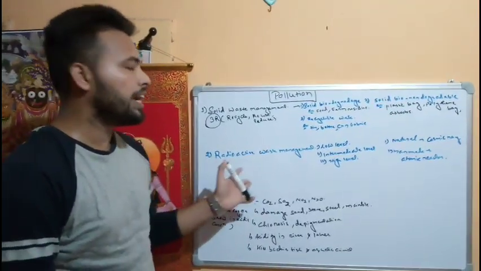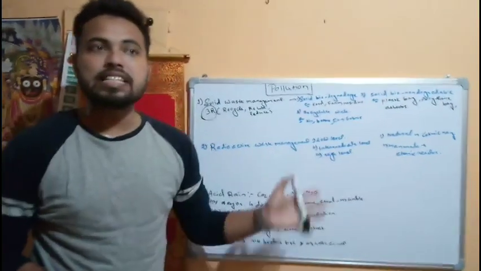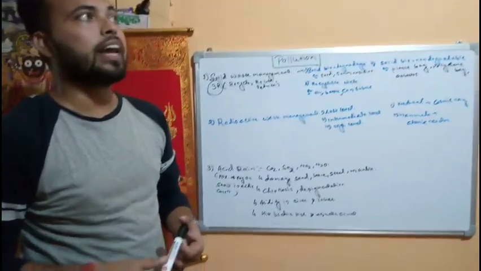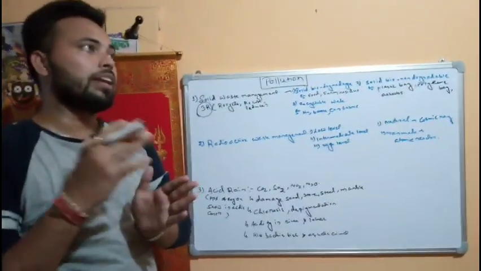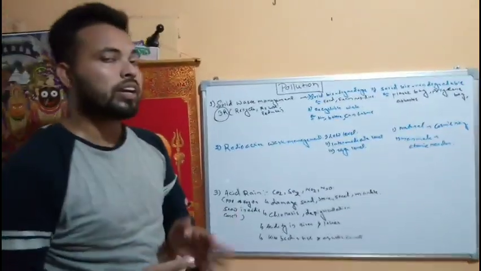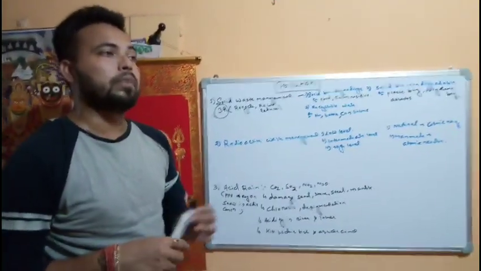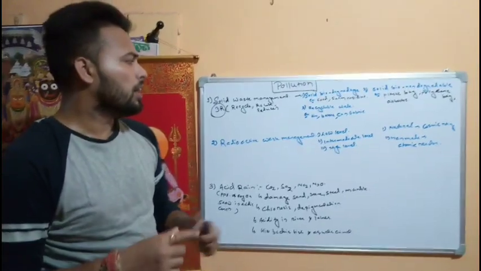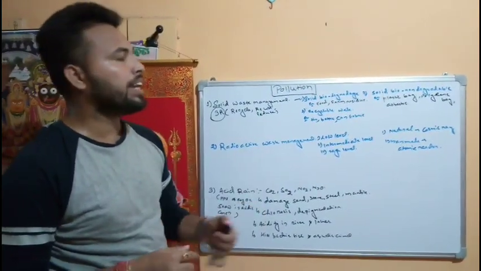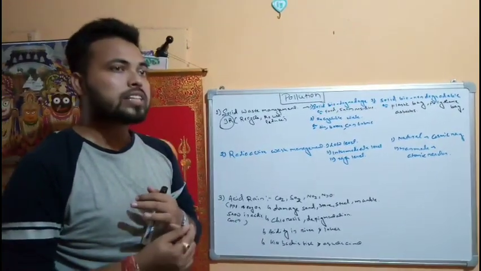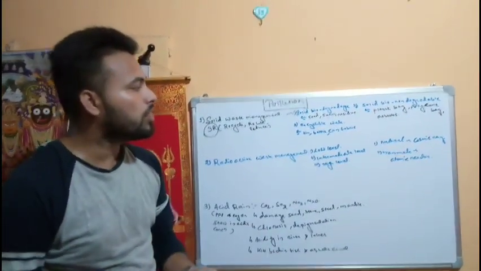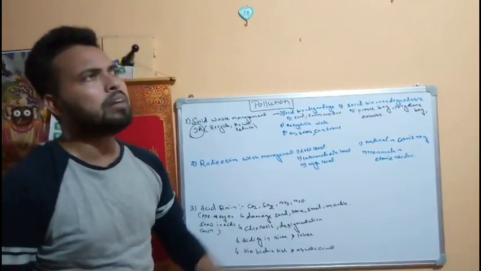The next thing is radioactive waste management. What is radioactive? The cosmic ray or the ray which generally comes from any nuclear reactor, any atomic reactor, or anything else, is known as radioactive material, and there are mainly three types of radiation. One is low level radiation, one is intermediate level radiation, and the other is high level radiation.